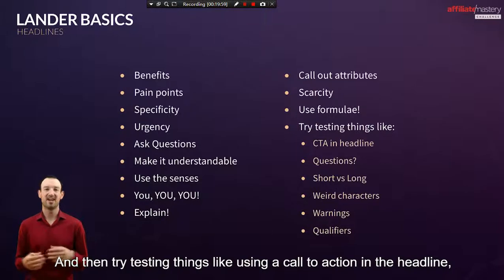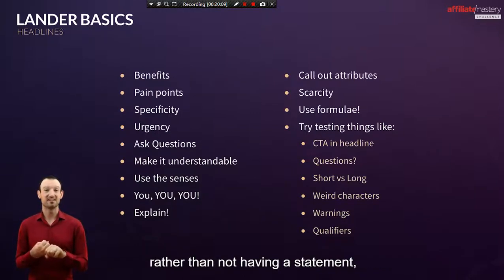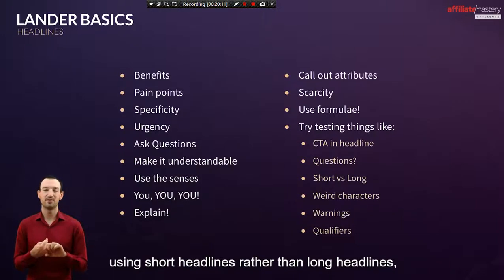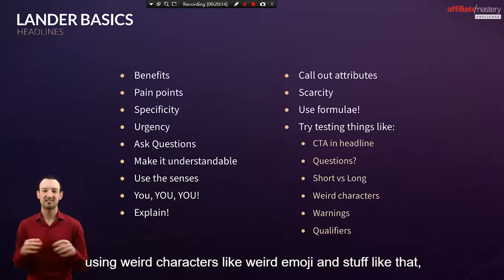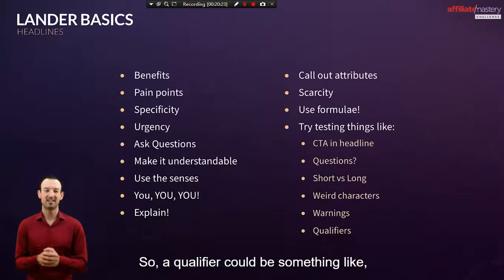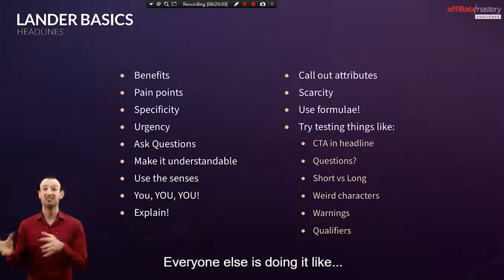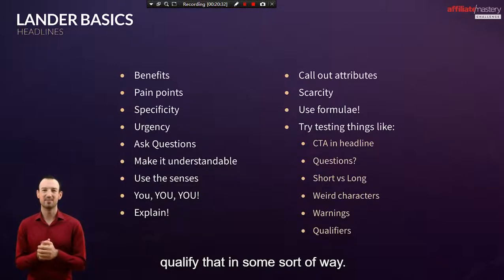And then try testing things like using a call to action in the headline, either clickable or not, asking various questions in the headline rather than making a statement, using short headlines rather than long headlines, using weird characters like weird emoji and stuff like that, using warnings or using qualifiers. A qualifier could be something like, this app could make your phone 27% faster, everyone else is doing it. Qualify it in some sort of way.